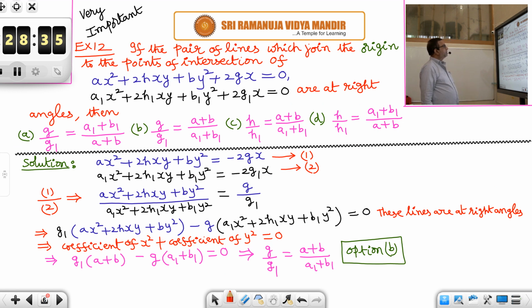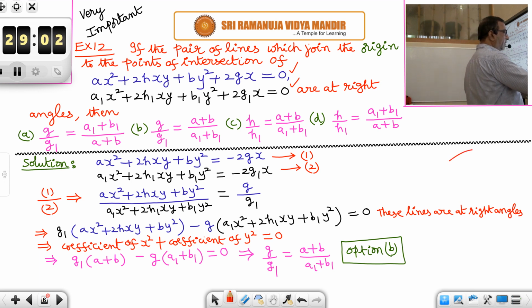So I have already written, it is very important. Why it is important I will explain. If the pair of lines which join the origin to the points of intersection of this curve and this other curve... So generally in homogenization, one curve is intersected by one straight line. But here both are curves only.